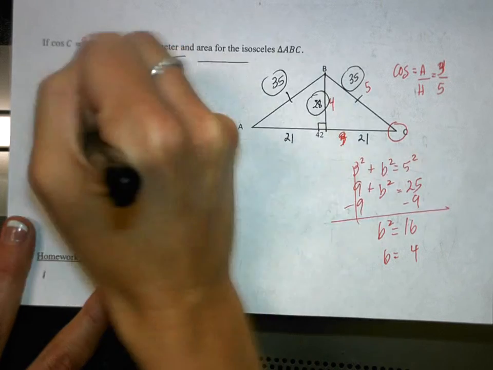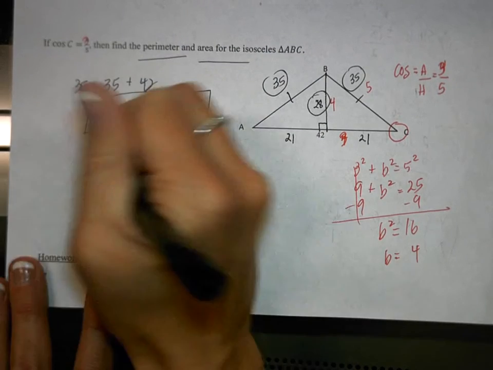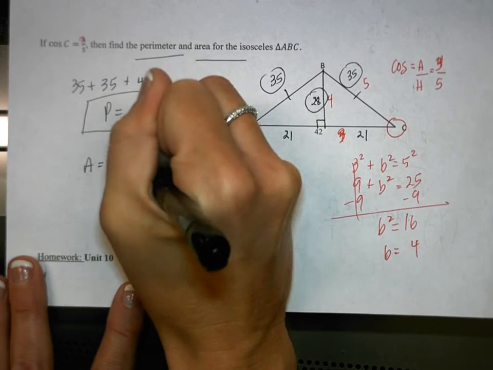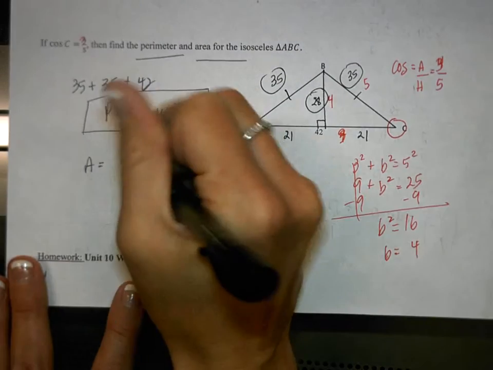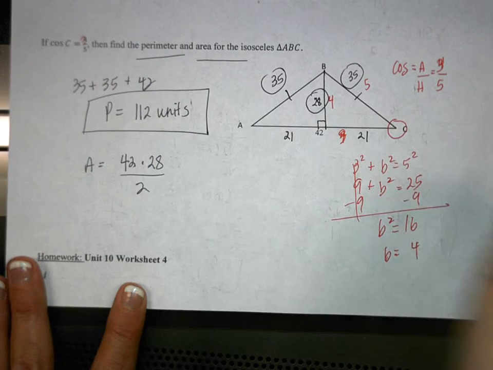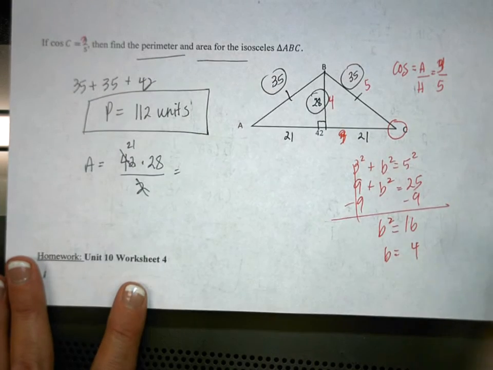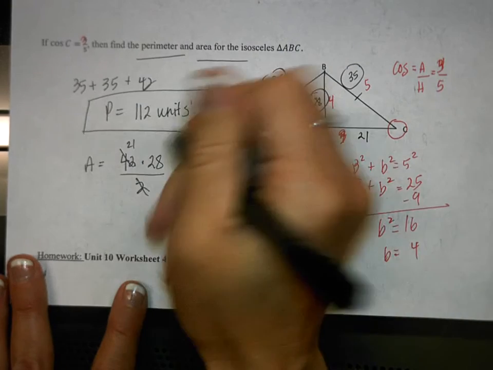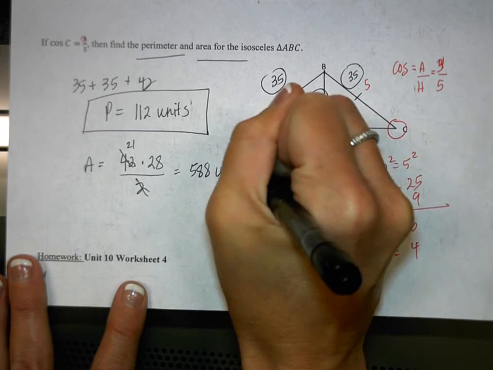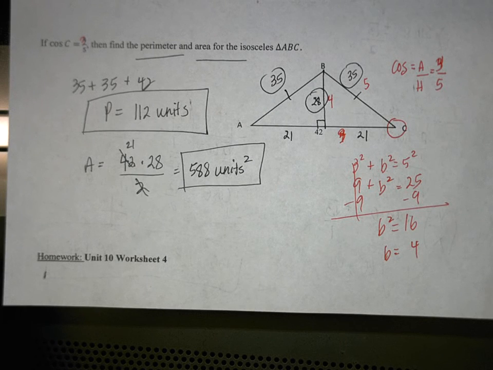Area, how do you find the area of a triangle? Base, so on this one our base is 42 times our height, which is 28 divided by 2, however you want to write it. Okay, and then we reduce and we get 21, and 21 times 28 is 588 units squared. Okay, any questions?